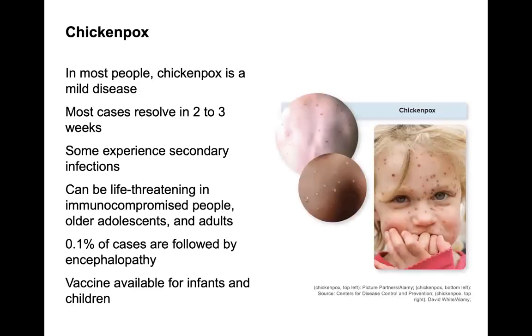So with chickenpox, in most people, it is a mild disease. In most cases, it resolves in 2 to 3 weeks. However, some can experience secondary infections, and it can be life-threatening in immunosuppressed people, older adolescents and adults. 0.1% of cases are followed by encephalopathy, and a vaccine is currently available for infants and children. It's actually part of the measles, mumps, and rubella vaccine series. It used to be just MMR, now it's MMRV.